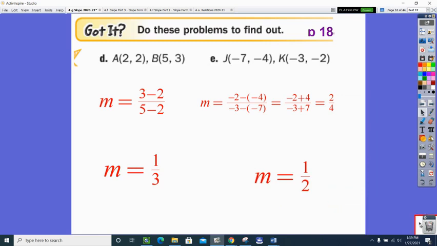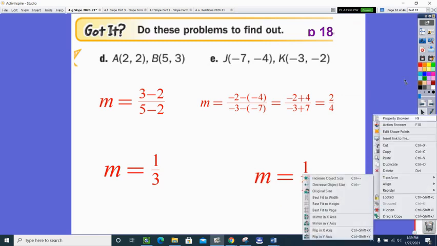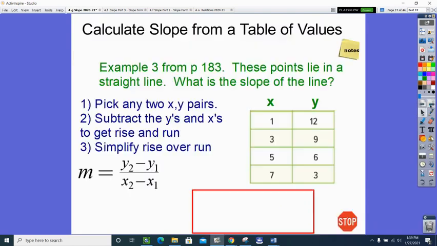So the last thing we're just going to do today is we're going to say, what if I had one of those tables that we used to do? Remember, like the Fave 5, the Fave 4, and all that? What if somebody gave me a table and they said, hey, these are points that fall on a line, and they asked me what the slope is?